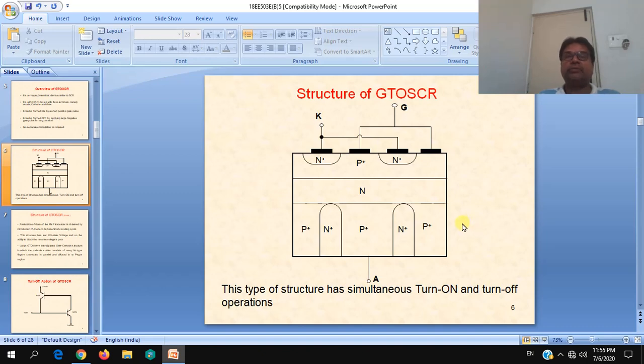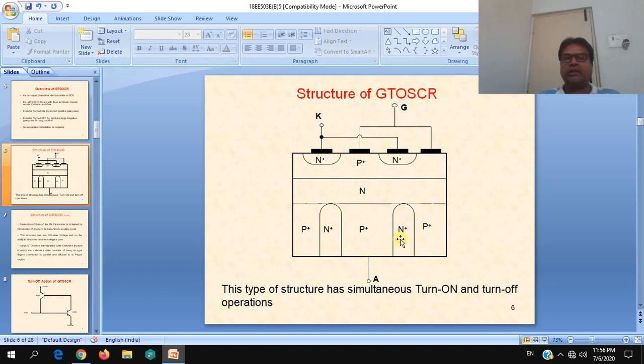At the same time, the main disadvantage of GTO SCR is we have to maintain the gate pulse throughout the forward operation, or throughout the on state of the GTO SCR. That is, even if the SCR enters the conduction state, the gate signal should not be removed, rather it should be given with a very small gate voltage when compared to the turn on gate voltage. This type of structure has simultaneous turn on and turn off operations.